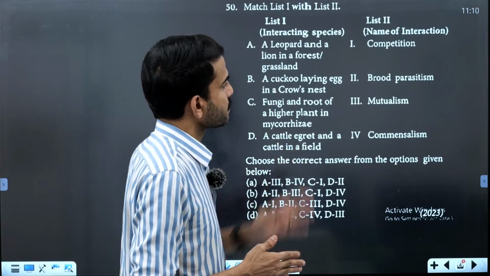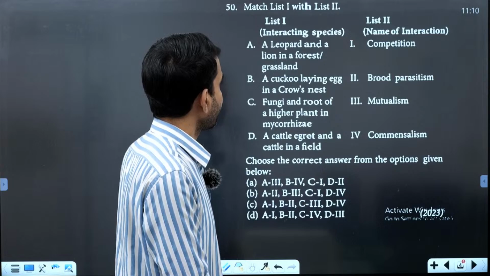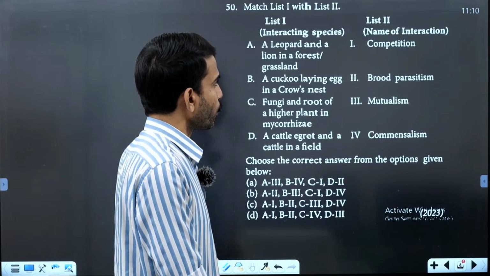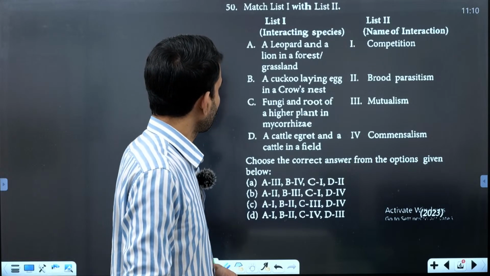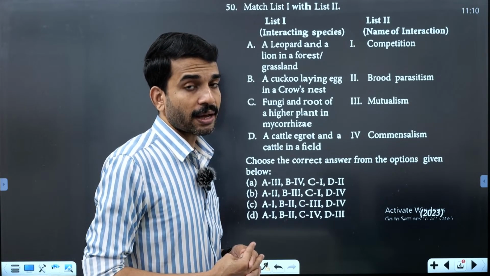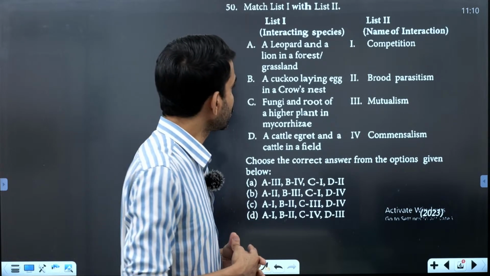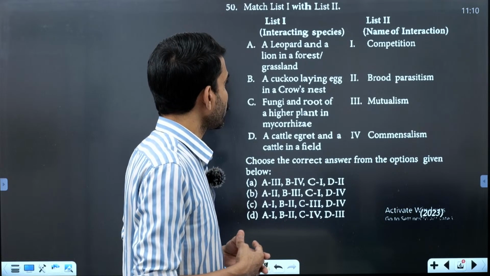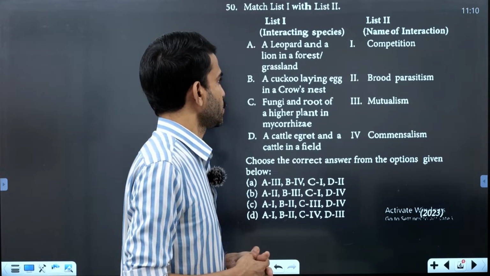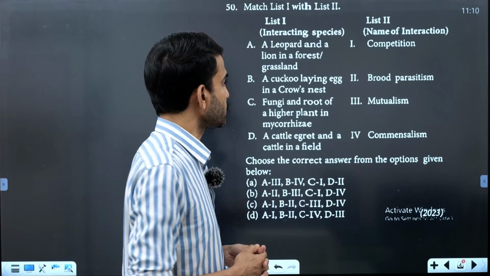On the other side you can see, of course, interactions. A leopard and a lion in a forest or grassland is supposed to be competition, right? We'll take it as competition because both are carnivores. They are there in the same area, maybe the same niche it covers. So we'll connect it with competition. A cuckoo laying egg in crow's nest is supposed to be brood parasitism. We call it brood parasitism.